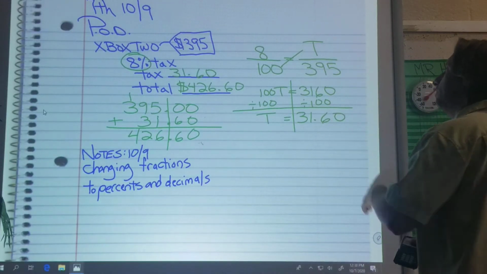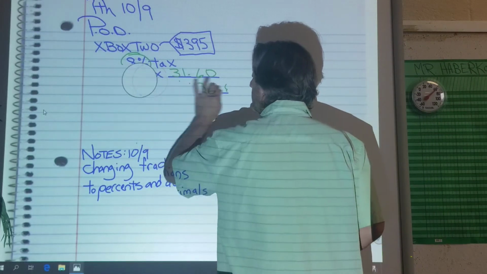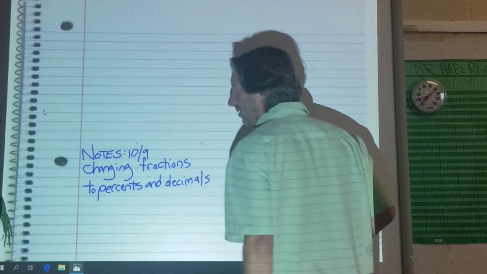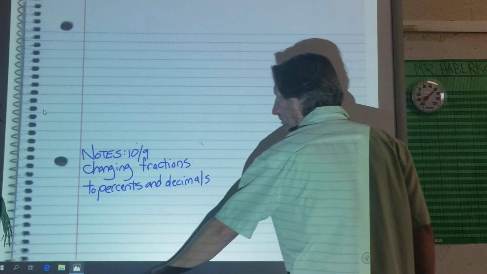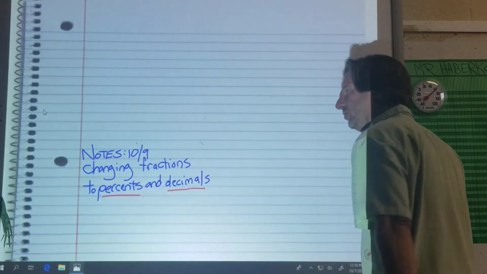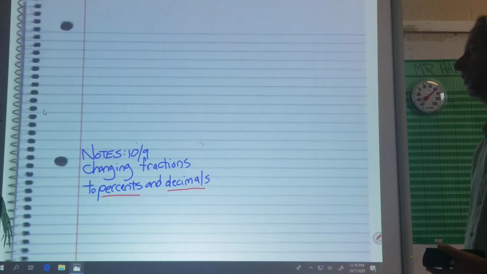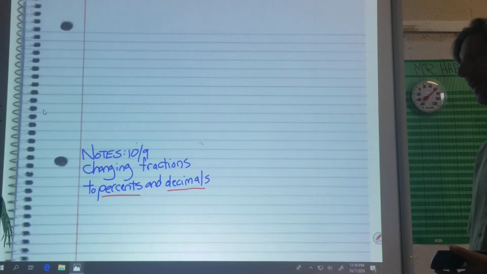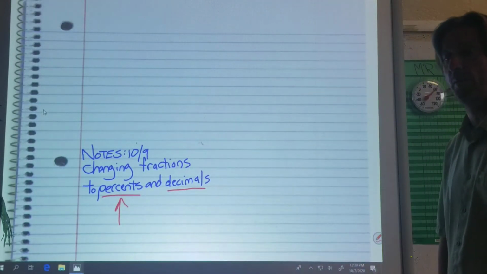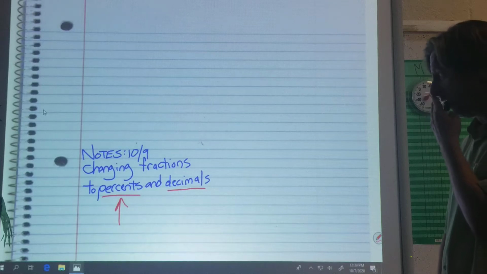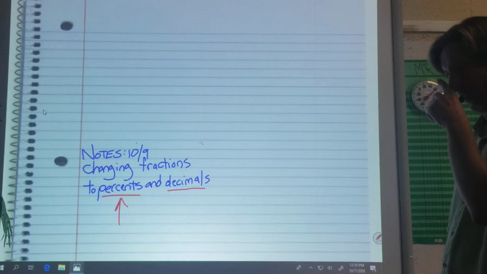All right. So today's notes is not that hard. There's a harder way to do this, and there's an easy way to do this. And this year, I'm just going to teach the easy way. So changing fractions to percents and decimals. There's a couple ways to do this. I'm going to have you change it to the percent first, because I think that's just easier, and we already know how to do it, rather than messing with dividing to find a decimal. So we're going to find the percent first this year.